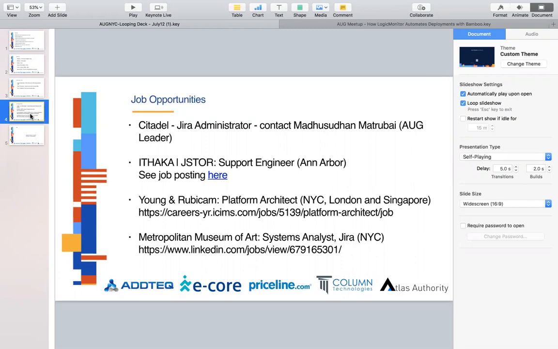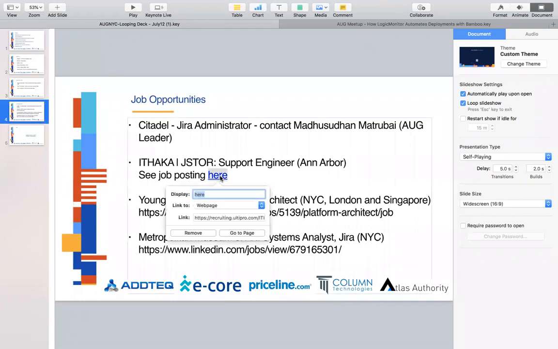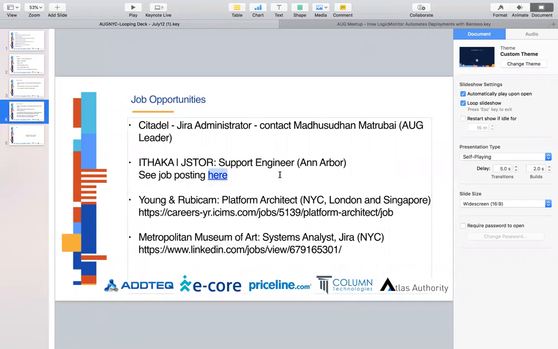Ithaca JStore, that's me. I'm hiring a support engineer on my team. There's a job posting there. Atlassian is one of the tools that's covered under that, but there's many other tools, primarily for internal tools and doing system administration and that type of work.